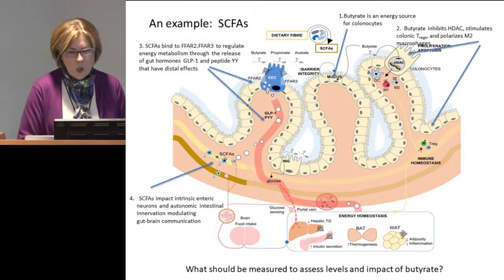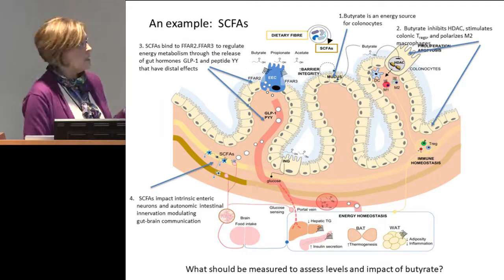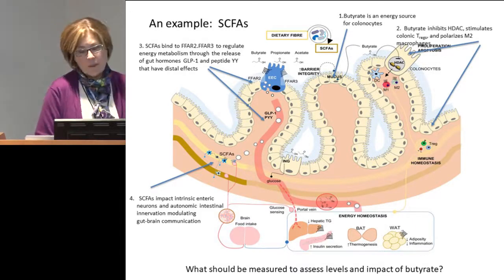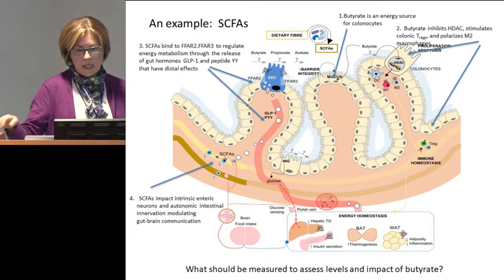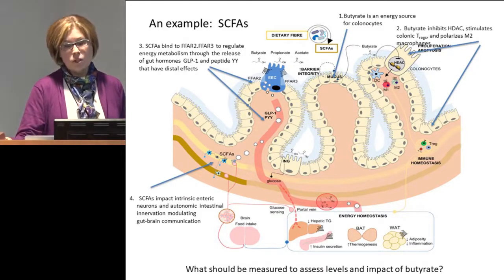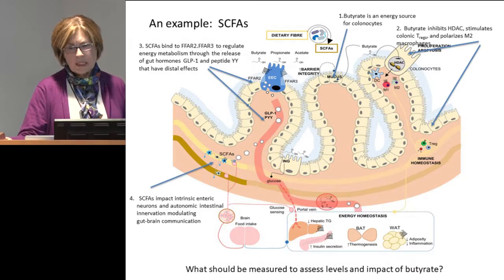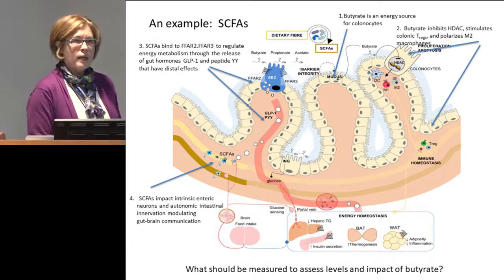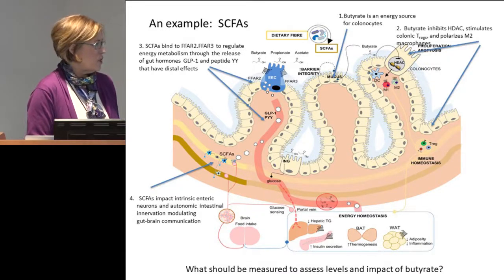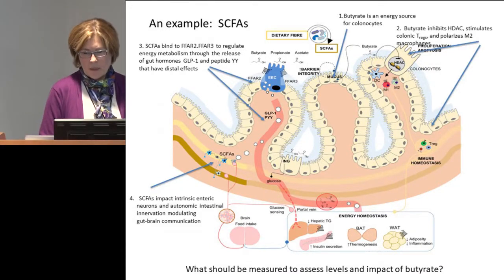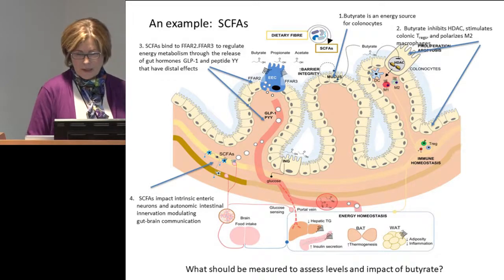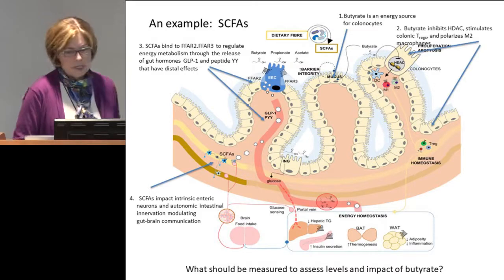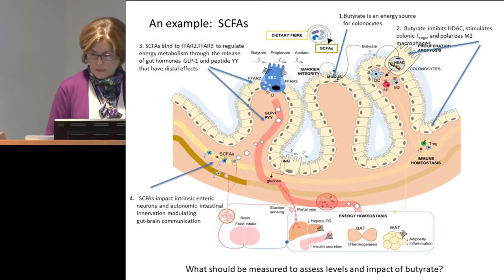We know that short-chain fatty acids bind to a couple of G-protein coupled receptors in the epithelial cells in the gut, and they regulate energy metabolism by releasing gut hormones GLP-1 and peptide YY. Not practical to measure those in the GI tract, but might we be able to measure the distal effects that are known to take place in the liver and in brown and white adipose tissue?